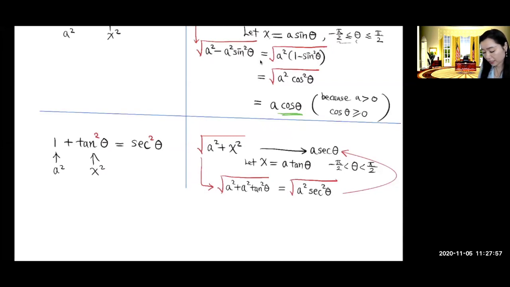Okay, so when the integral is of this form, think about this identity like this. So you will have x to be a times tangent theta. And the result over here, you will have a times secant theta. Just you see the secant theta over here, okay?